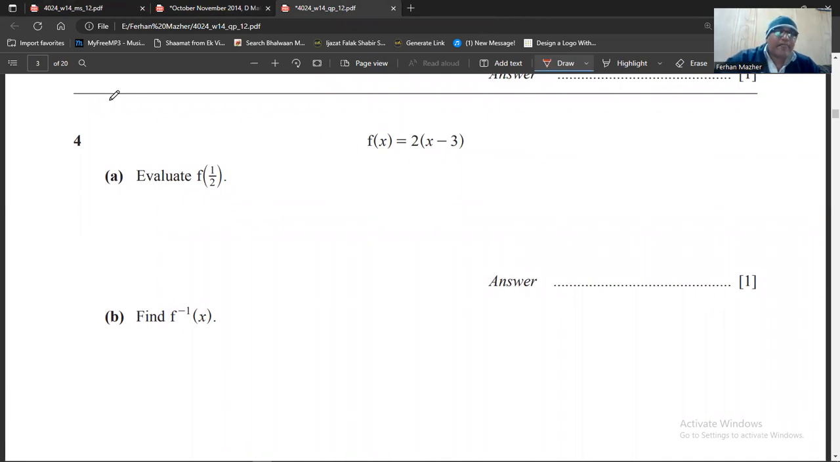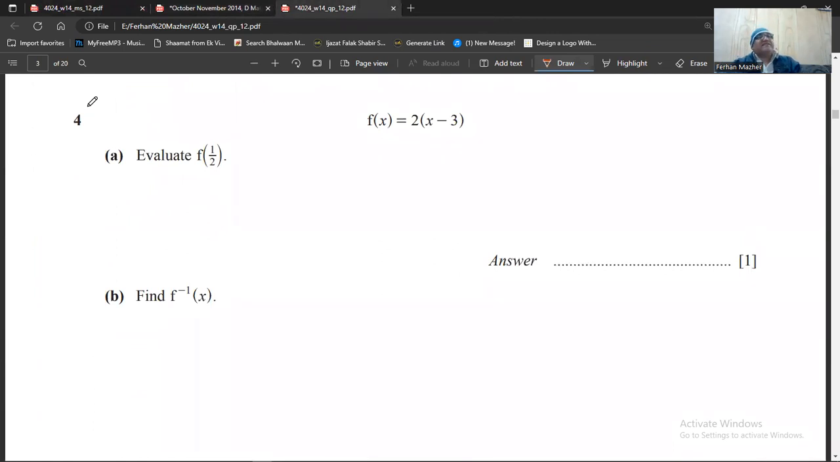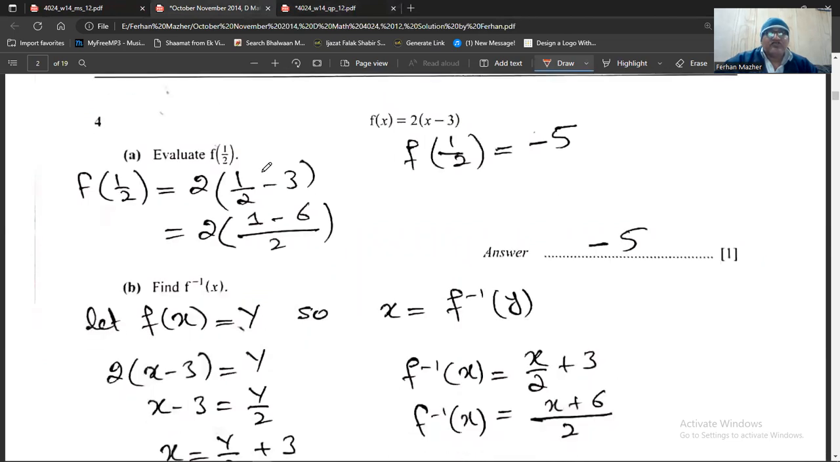Question number 4, and he says, evaluate f of 1 by 2. Here a function is given, f of x is equal to 2 bracket x minus 3 bracket close. He wants me to find f of 1 by 2, which means in this function, in the place of x, I will substitute 1 by 2, and what will be the value of the function? So here f of 1 by 2 will be 2 bracket, in the place of x, I will put 1 by 2 minus 3 bracket close.